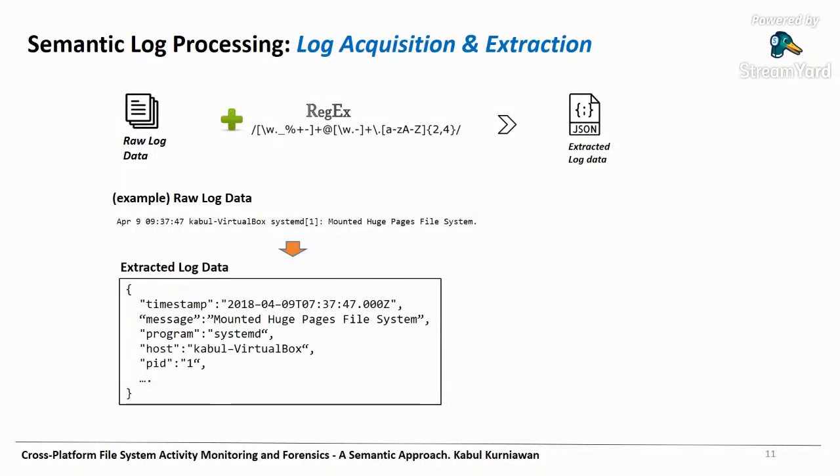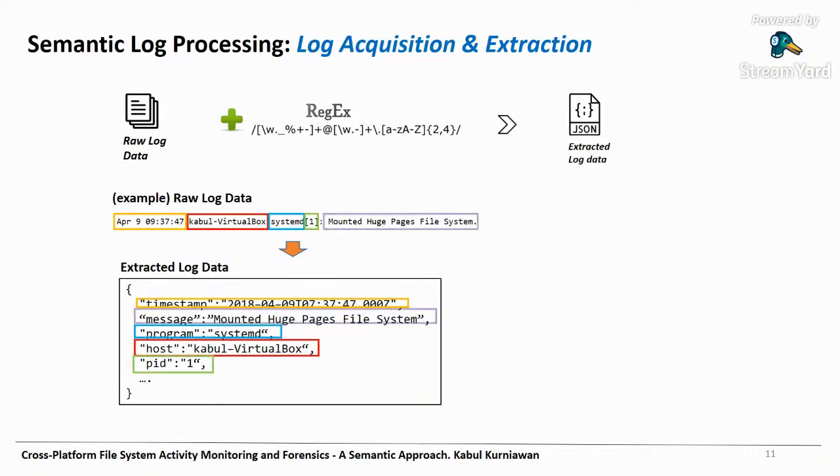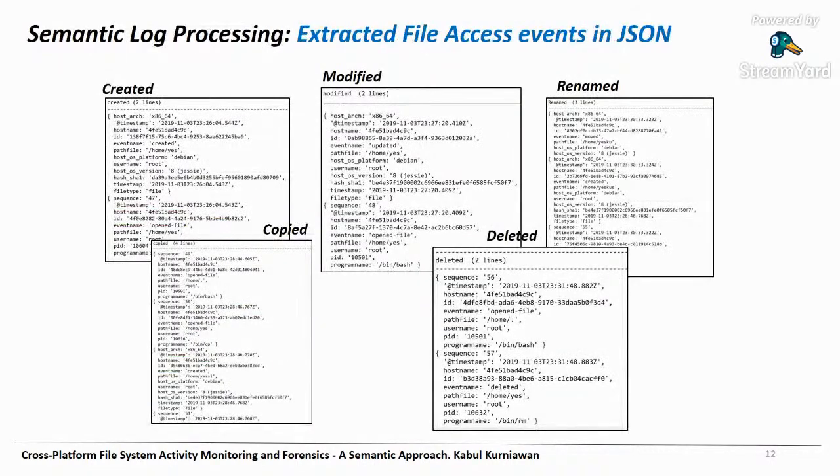Using the regular expression, we could generate the structured version of the log data in JSON. So for example, here we have a timestamp, we have a host, we have a program, we have a PID, we have a message, and so on and so forth. And after having the acquisition and extraction, here we have the collection of structured low-level log data in JSON format. So basically, we identify 5 main file operations or file activities that exist in the low-level log data, such as created event, modified event, copied event, rename event, delete event, and so on. And in the next slide, I will show you how we could extract this high-level file operation.